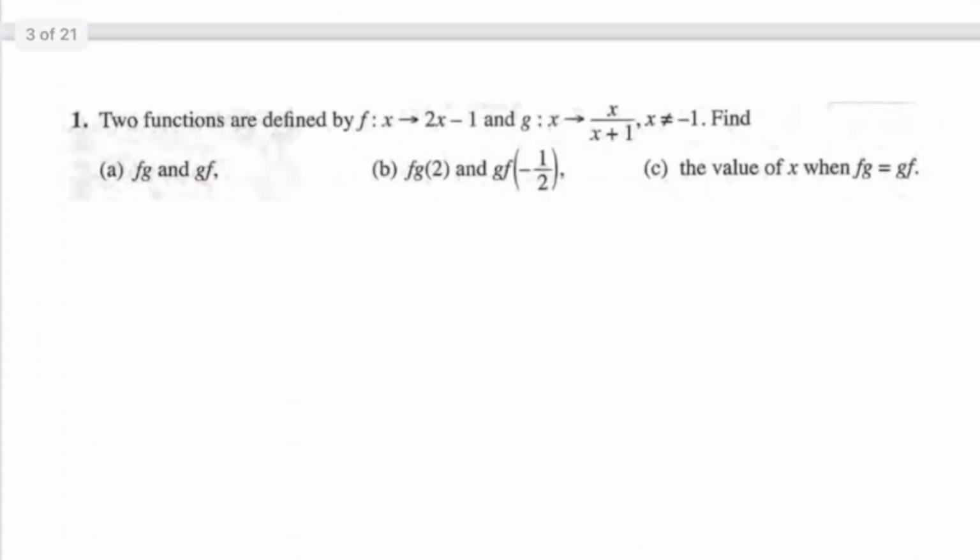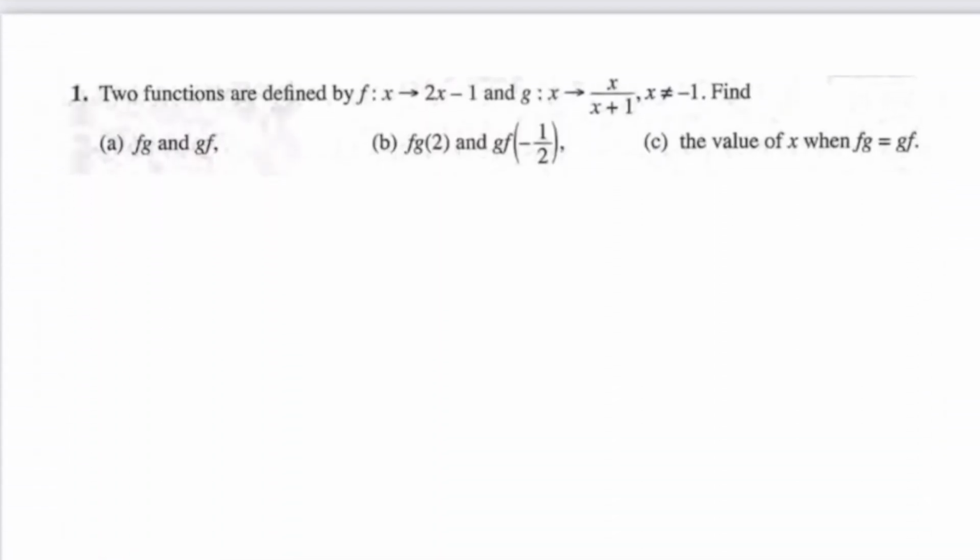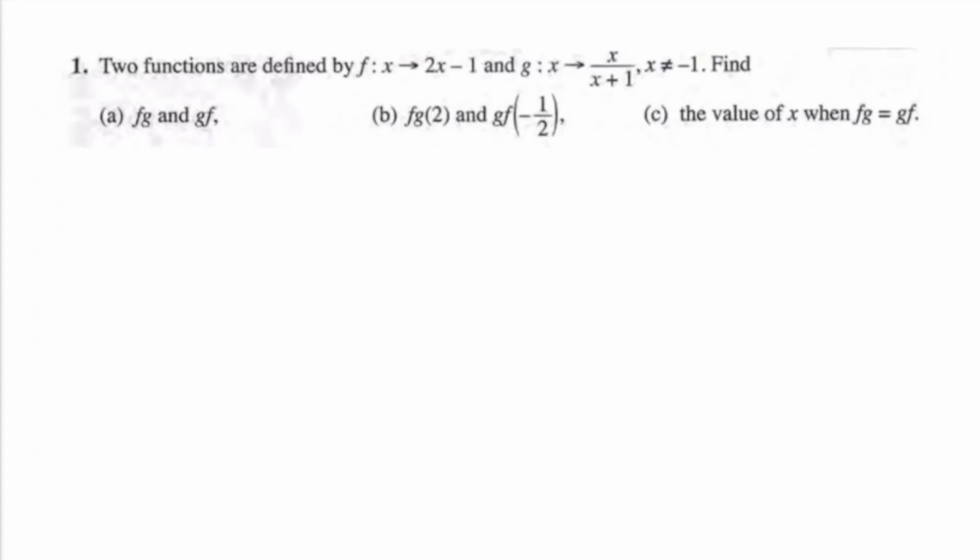Now let's get straight to the first question. So here we have two functions defined as f(x) = 2x - 1 and g(x) = x/(x+1). So the first part, what we want to do is find f(g(x)). Now f(g(x)) simply means we put function g(x) inside f(x). Your function g(x) in this case is x/(x+1).